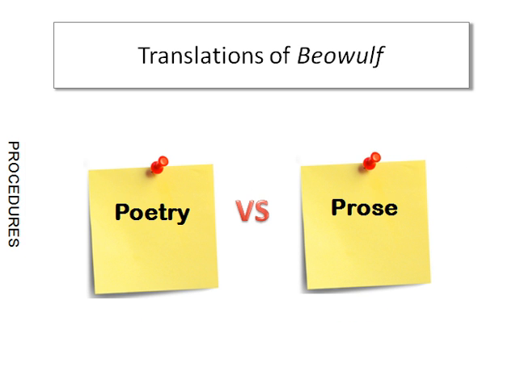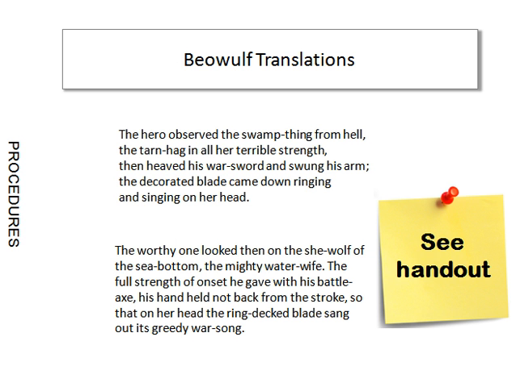Also have them discuss the differences between reading prose versions versus poetry and why a translator might choose prose for translating Beowulf. For example, both of these two passages use kenning throughout: swamp thing, tarn hag, war sword, she-wolf, sea bottom, water wife, battle axe, ring-deck blade, war song. The translators also attempted to include alliteration.